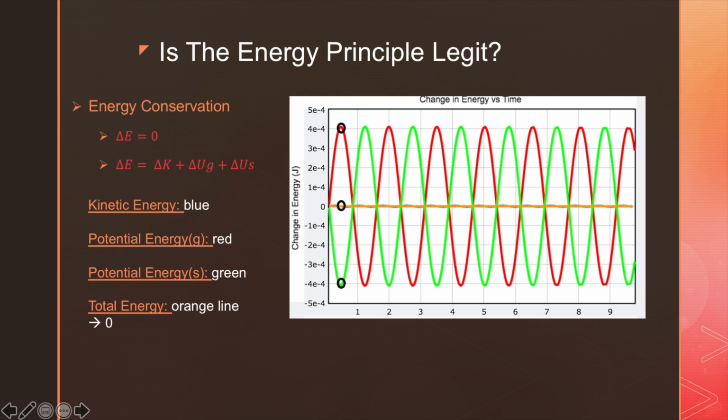You can see that at this point where the velocity is zero, the kinetic energy is also zero, and the gravitational and spring potential energy exactly cancel out, thus conserving energy and plotting the total energy on zero.